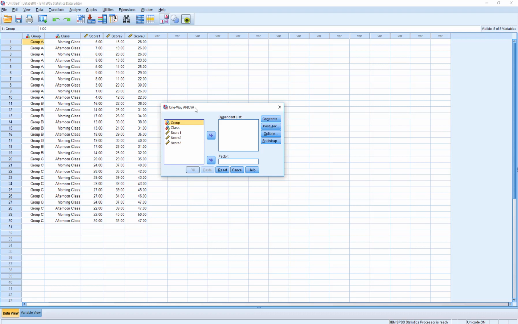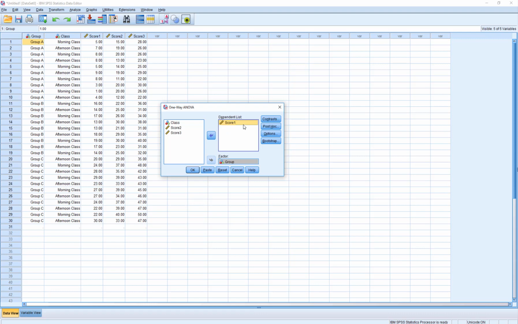Once we click on that, a new window appears. We have Dependent List and Factor. I want to move Group over to Factor and Score 1 over to the Dependent List. I can put more dependent variables in, such as Score 2 and Score 3, but for now I just want to focus on Score 1.